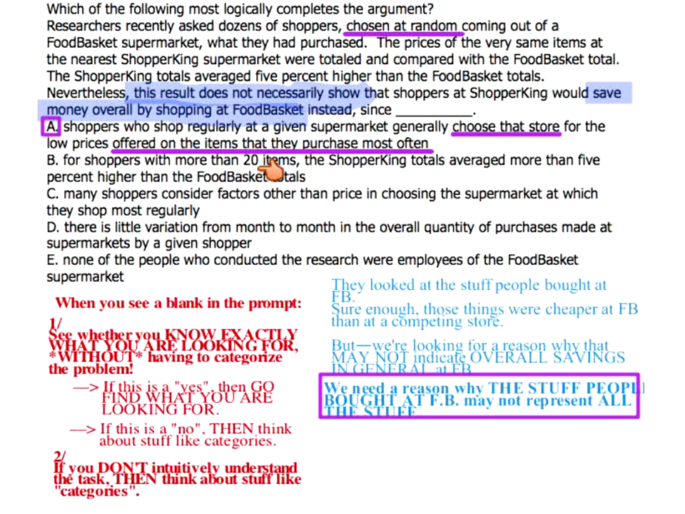The other choice is, for shoppers with more than 20 items, the Shopper King totals were even more than 5% higher. I mean, B is definitely not a thing that would go against this idea. In fact, B seems to suggest that the more stuff people buy, the more savings they would have. So B would actually reinforce this idea. Like B is a wrong way answer. It's exactly the opposite of what we want.